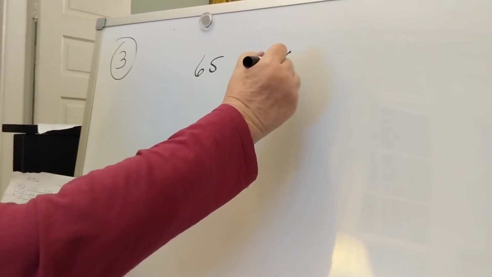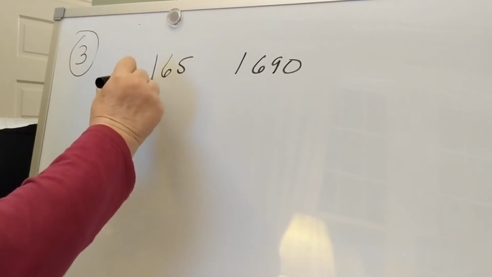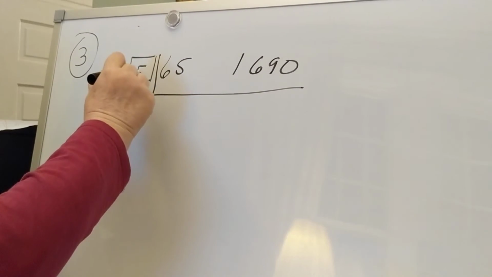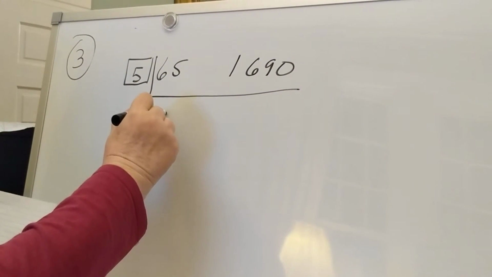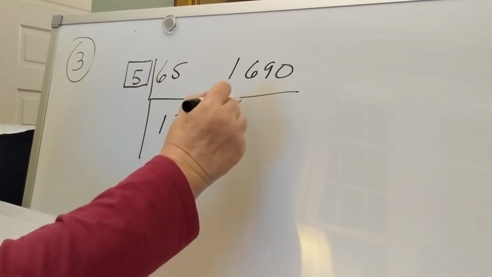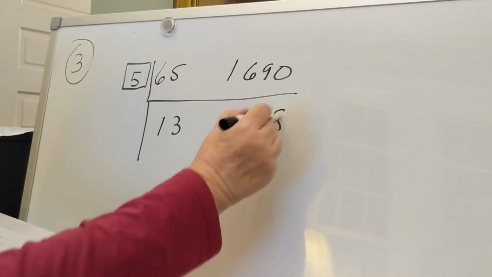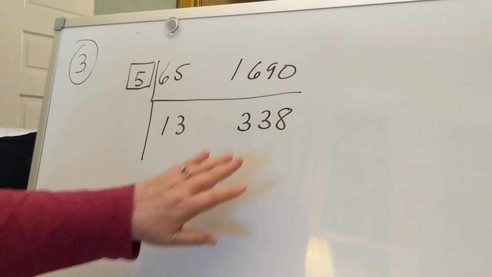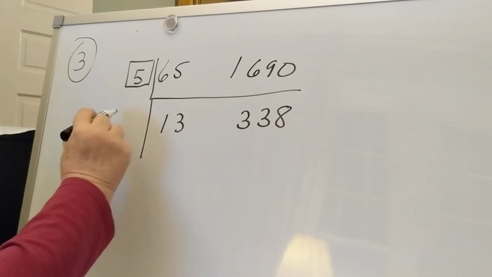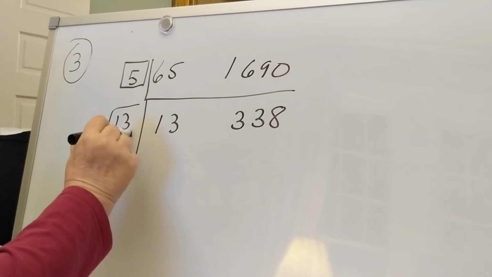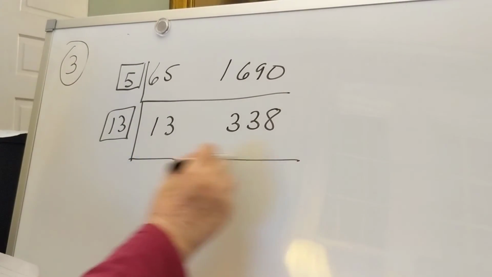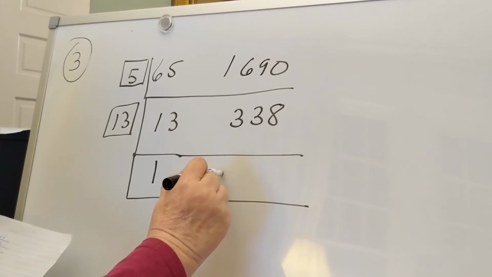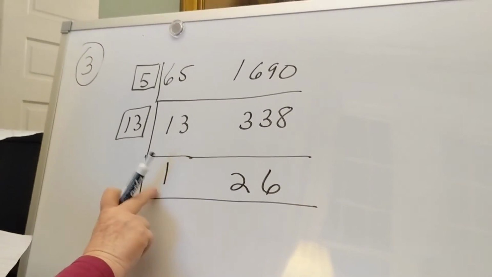For 65 and 1690, I see one ends in a 5 and one ends in a 0. So I'm going to try the number 5. And this will divide 13 times, and this one 338. Now I'm through unless 13 divides 338. Well, it does. So it divides 13 once and 338 26 times, and nothing divides these.